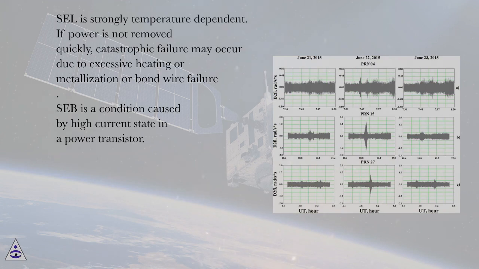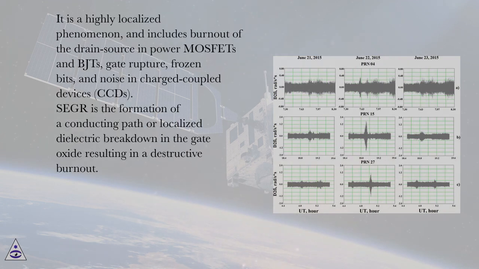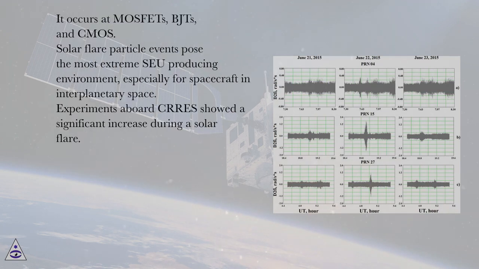SEB is a condition caused by a high current state in a power transistor. It is a highly localized phenomenon, and includes burnout of the drain-source in power MOSFETs and BJTs, gate rupture, frozen bits, and noise in charge-coupled devices, CCDs. SEGR is the formation of a conducting path or localized dielectric breakdown in the gate oxide resulting in a destructive burnout. It occurs in MOSFETs, BJTs, and CMOS.